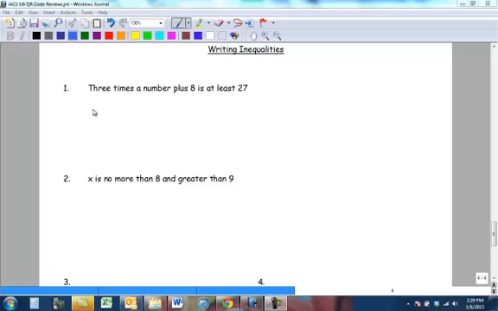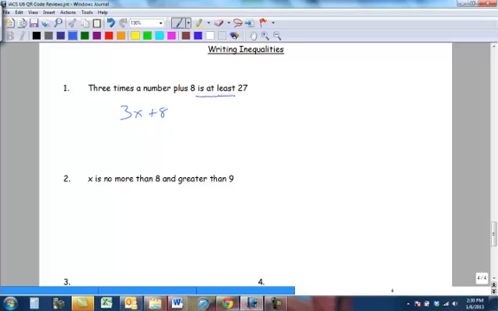Writing inequalities. Writing these is just straight up translating when it's words like this. The trick is to figure out what the symbol is going to be for the inequality. So let's start off here. 3 times a number, that's easy enough. 3 times x plus 8 is at least.